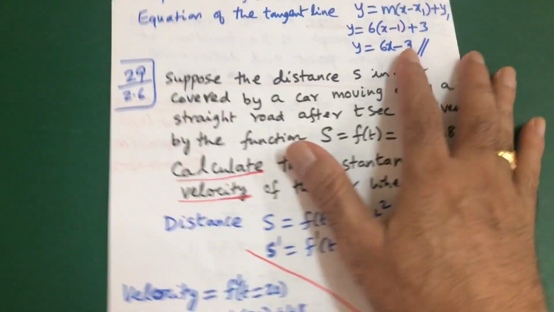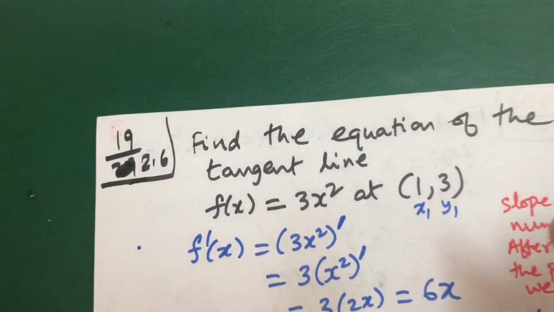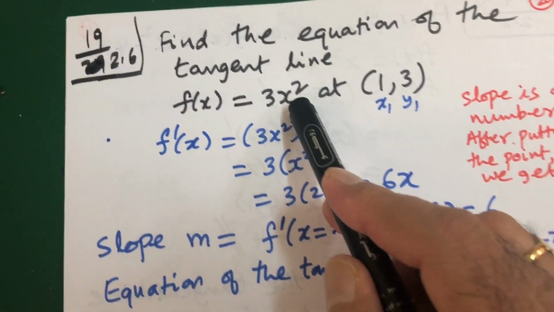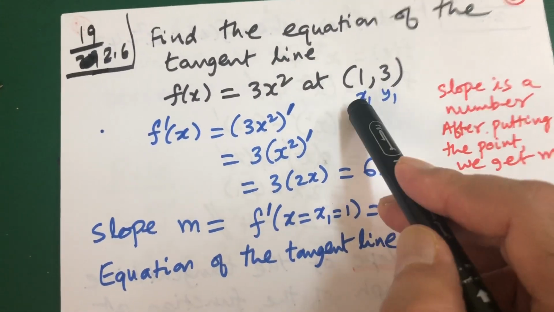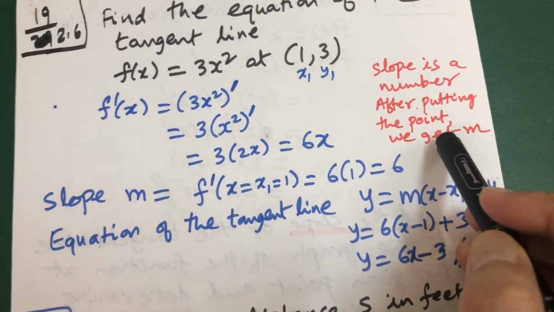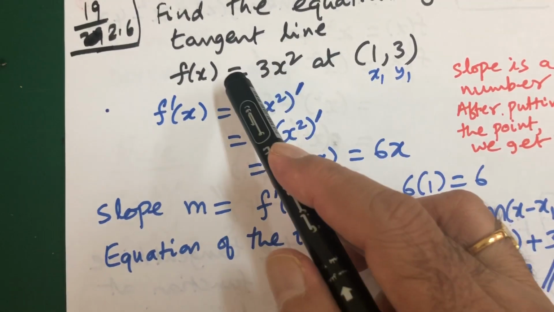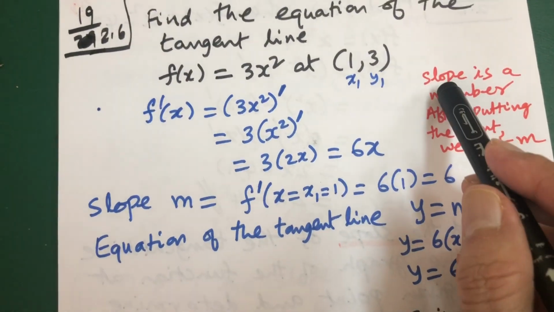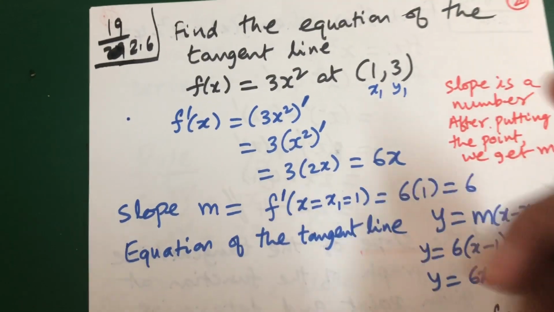We'll do one more problem. Find the equation of the tangent line to f(x) equal to 3x square at the point (1, 3). This is x1 and this is y1. Slope is a number, which we get after putting in the point; it is called m. Let us find the derivative. How to get the slope? Just find the derivative. m means slope.